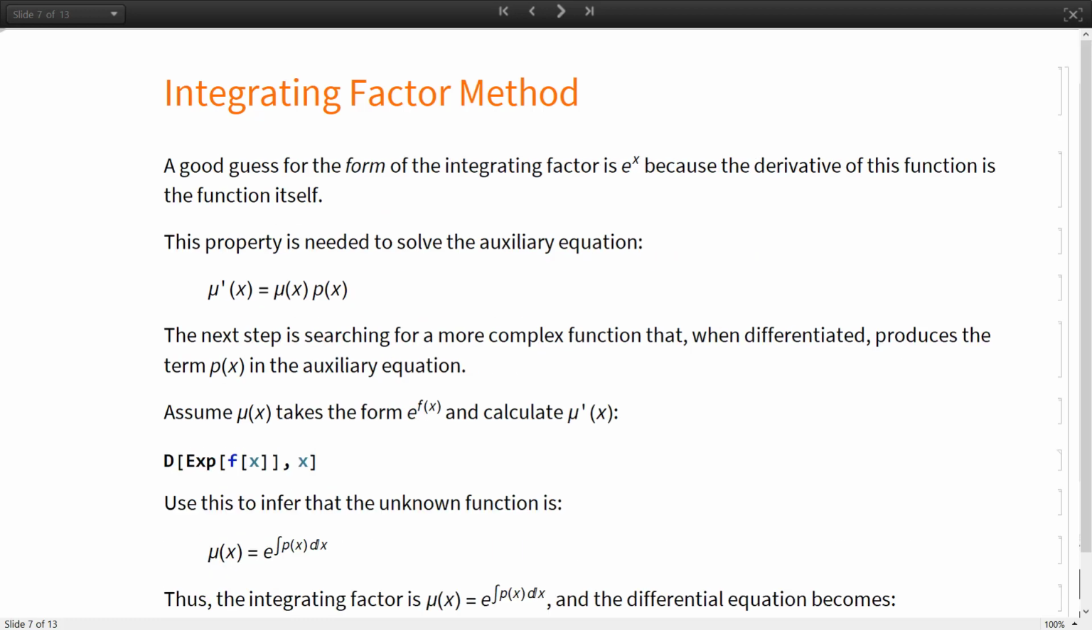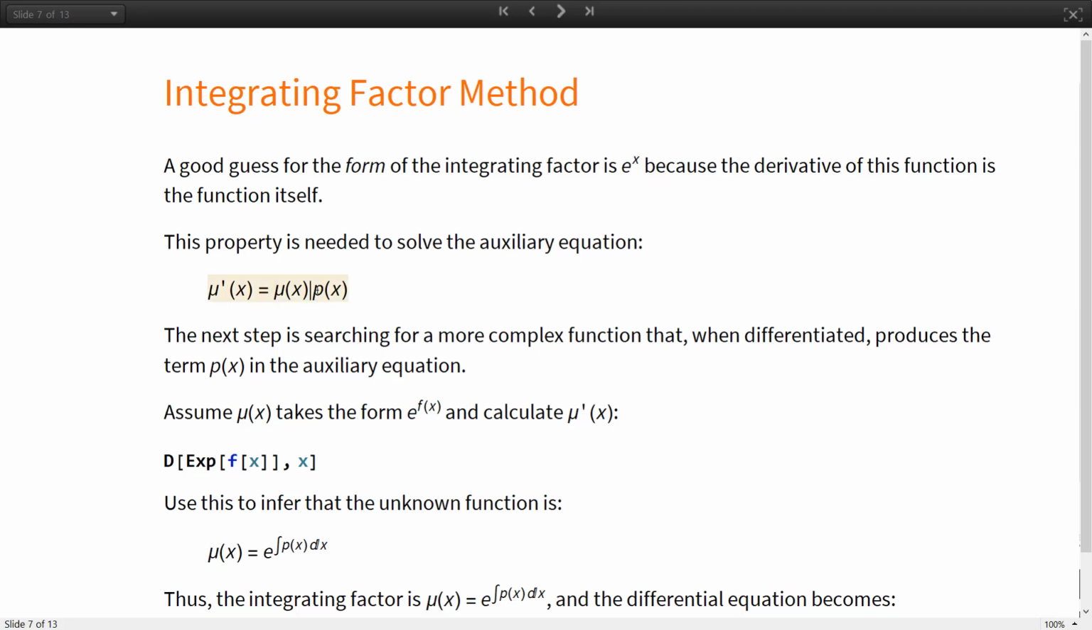We are looking for a function mu of x, which, when differentiated, gives the function itself back multiplied by another function. This is indicated by the auxiliary equation. Therefore, a good guess at the form of the integrating factor is e to the x, since the derivative of this function is the function itself.